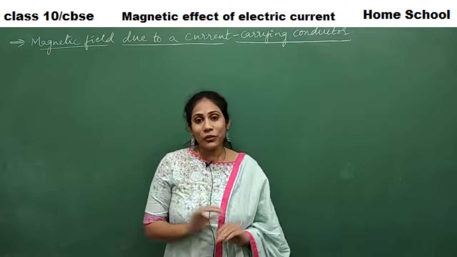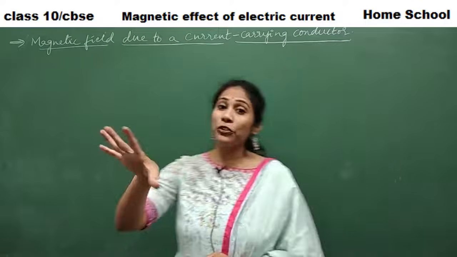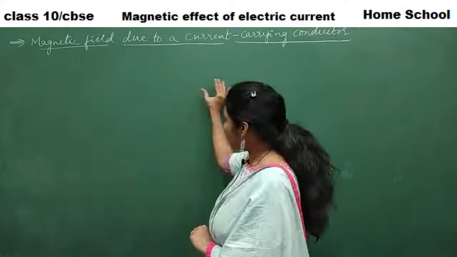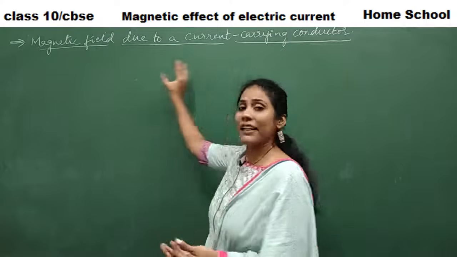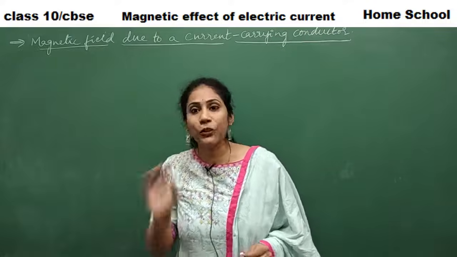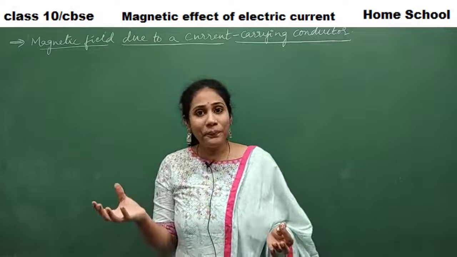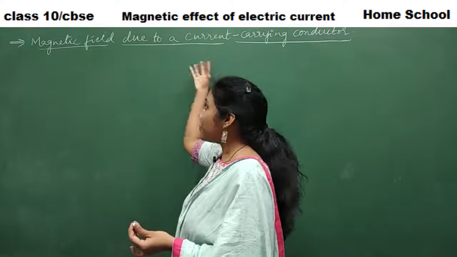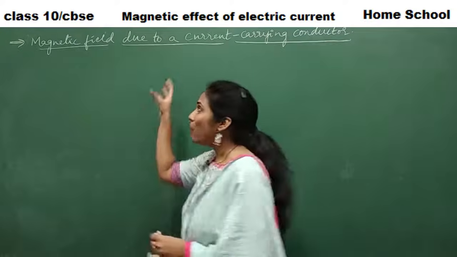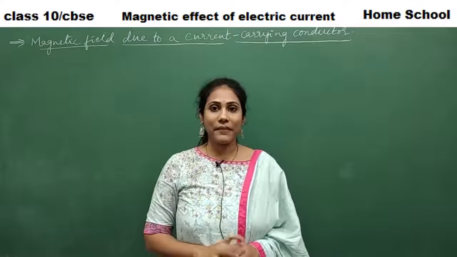So today we will talk about magnetic field due to a current carrying conductor. When a conductor is carrying a current, a magnetic field is generated. We know that. Hans Ørsted proved it, right? So how does that magnetic field look when current is passing through a conductor? What are the properties of such a magnetic field? What is the direction of the magnetic field? How does it behave? Everything we will study, right?